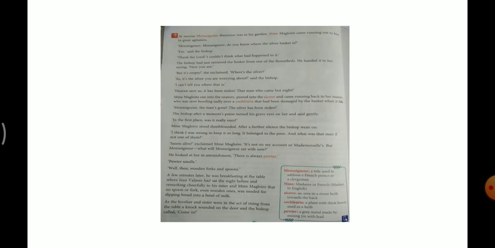After the breakfast, the moment the Bishop and Ma'am Magloire were about to rise, the doorbell rang, and three French policemen, along with Valjean, entered the room.